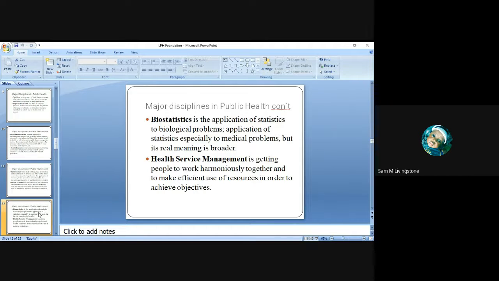Biostatisticians are people employed to keep records of our problems in the health sector. In some other advanced countries, instead of the old way of keeping medical records, they use technology to record their ideas and their patients' information, and the list goes on. Health service management means getting everything to harmonize together and make efficient use of resources in order to achieve the maximum benefit for the population.